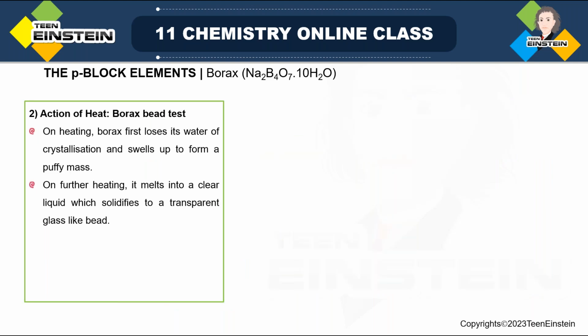Now the second property is very important, which is action of heat. If you apply heat over borax, what happens, that we have to see. The application of this reaction we find in the borax bead test. So what happens when we heat borax? As you can see, there are a total of 10 molecules of water. So when you are heating it, first there is loss of water molecules of crystallization, and there will be swelling, and it will be converted to a puffy mass.